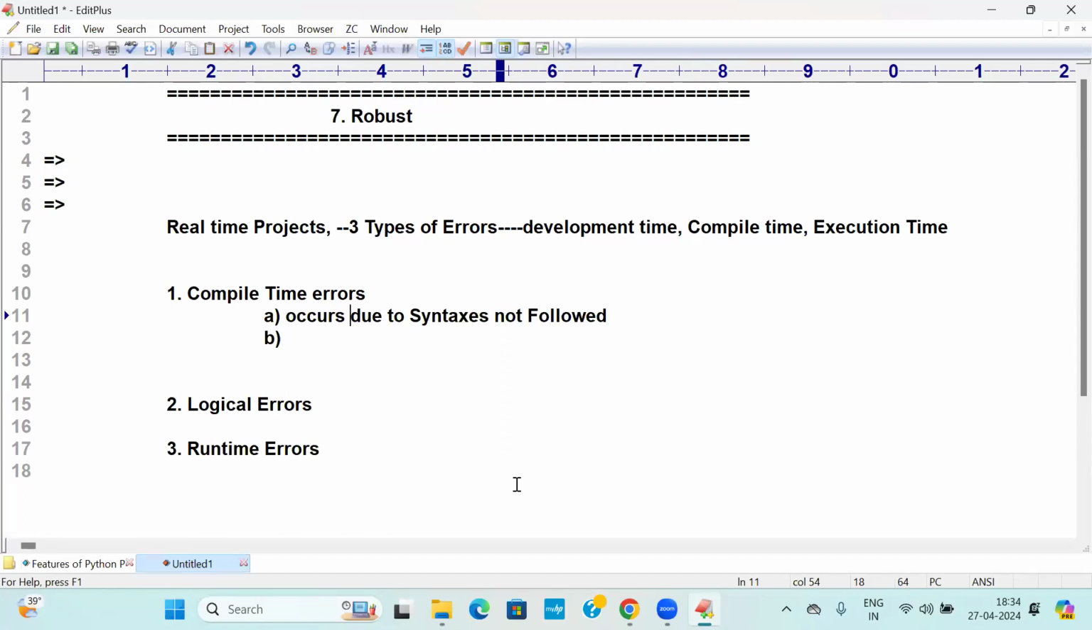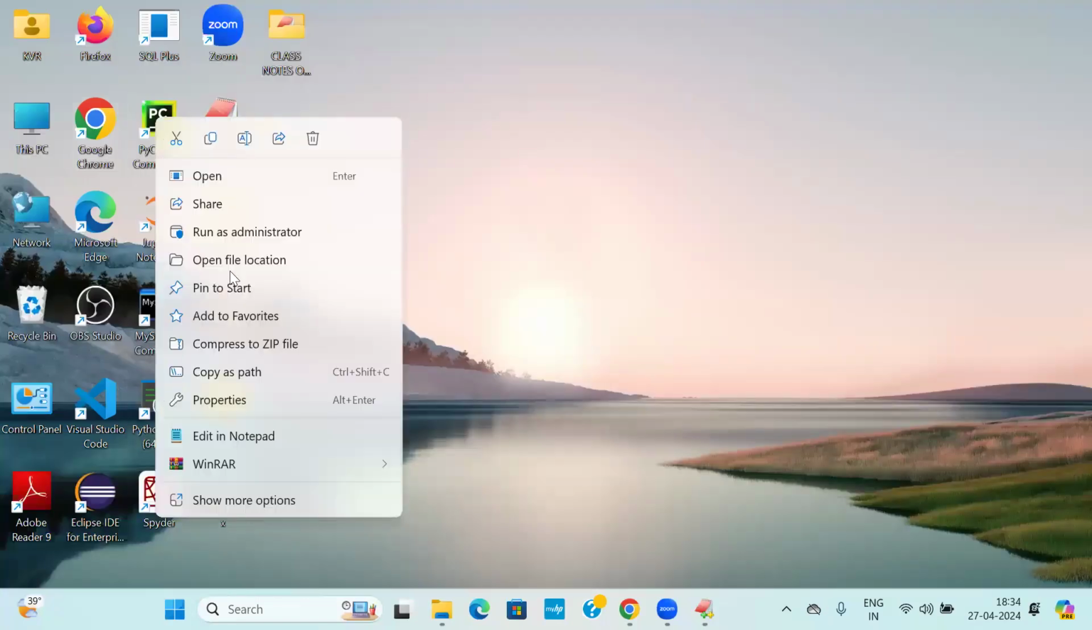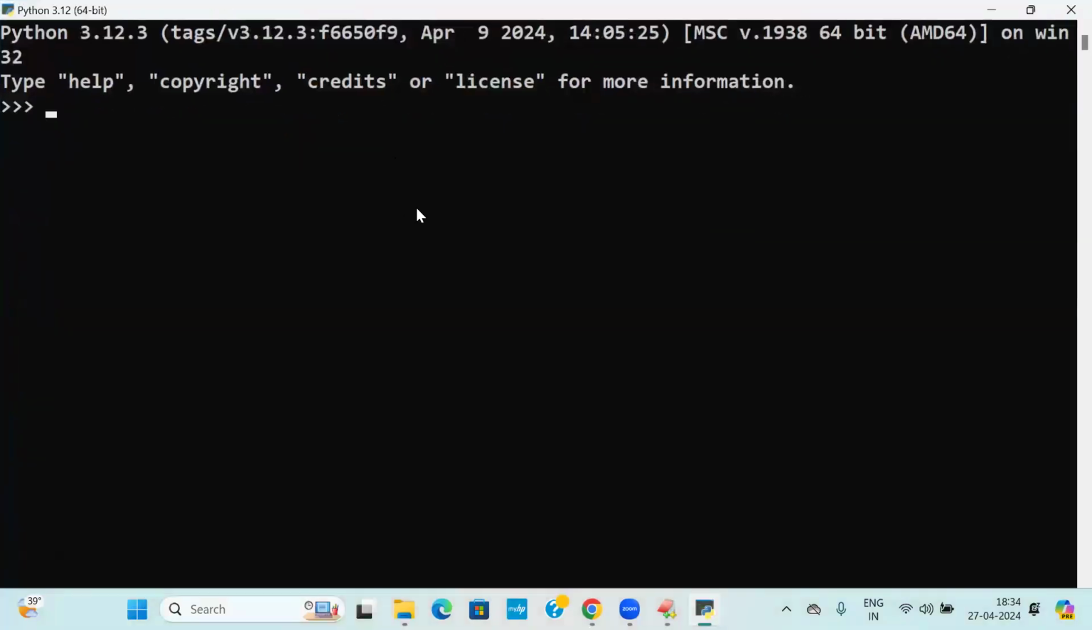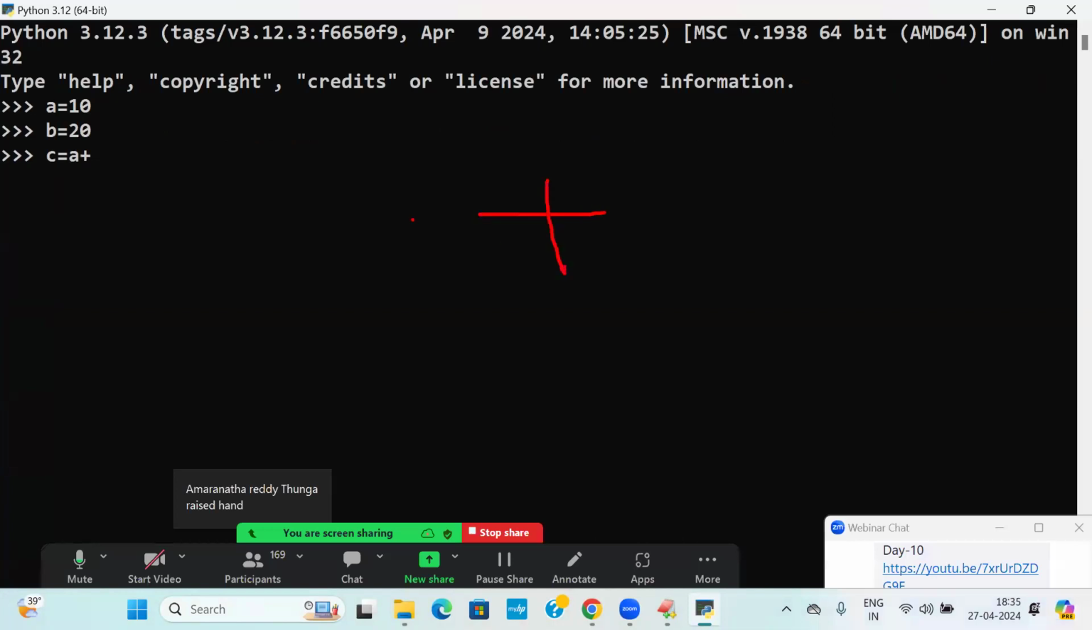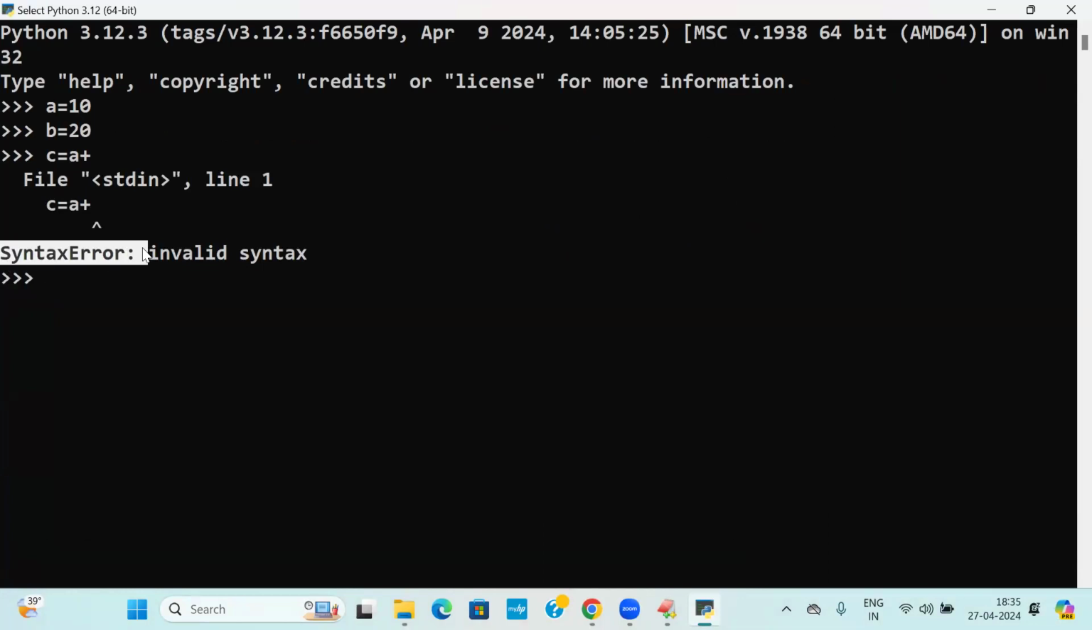Take an example directly. I'll go to my Python environment. See students, I will say here A is equal to 10, B is equal to 20, C is equal to just A plus. Whenever I write the plus symbol, a left side value is required and a right side value is required. That is the correct syntax of plus. But I did not write anything on the right side, and I got a syntax error.